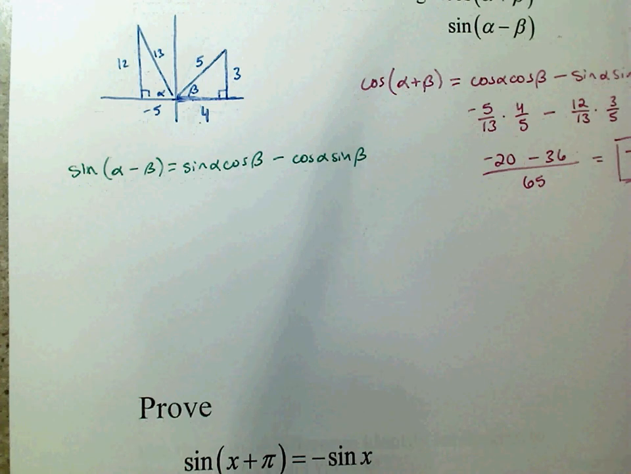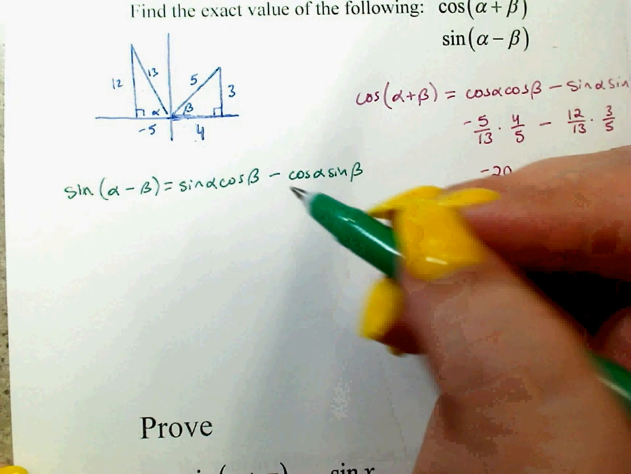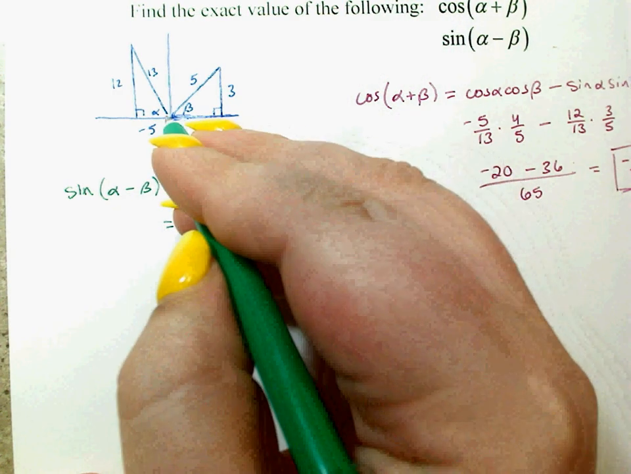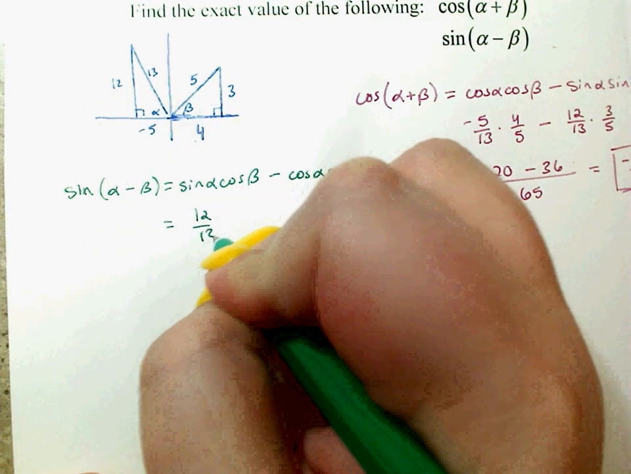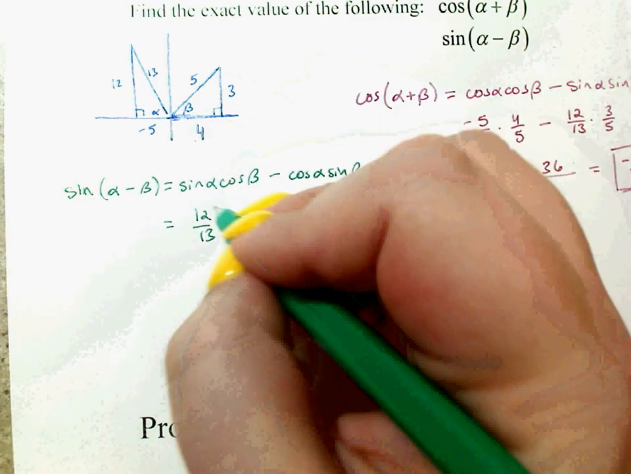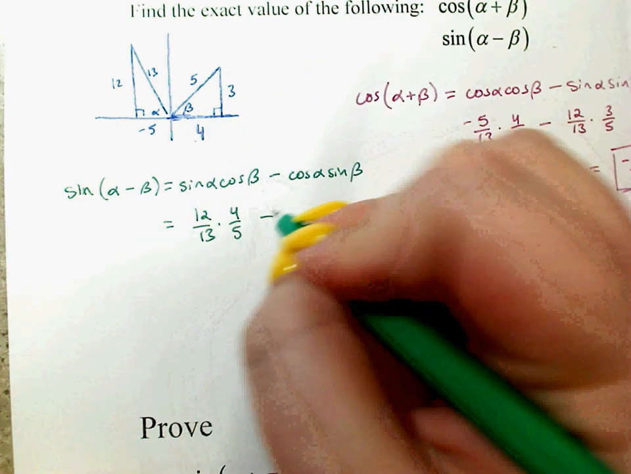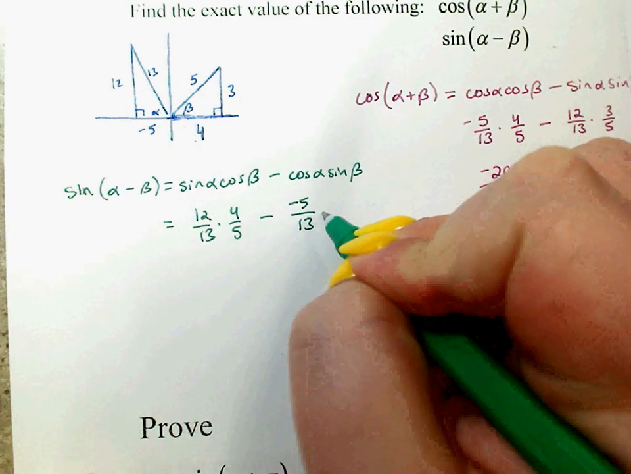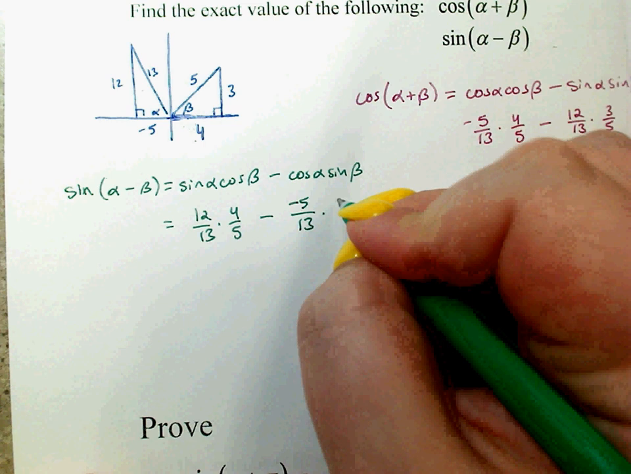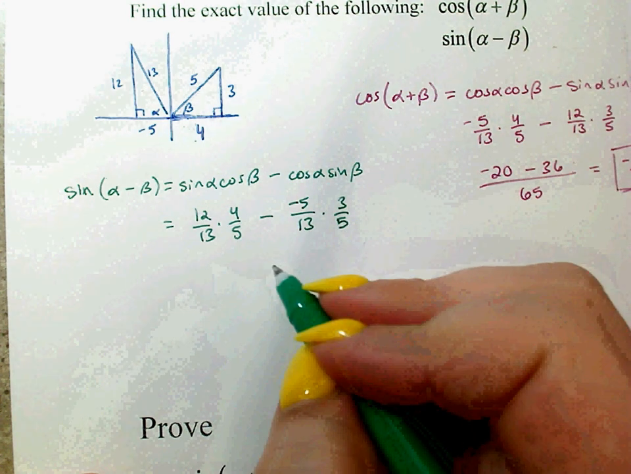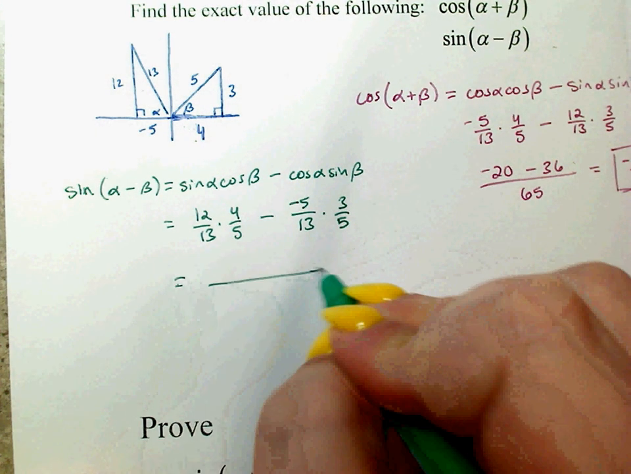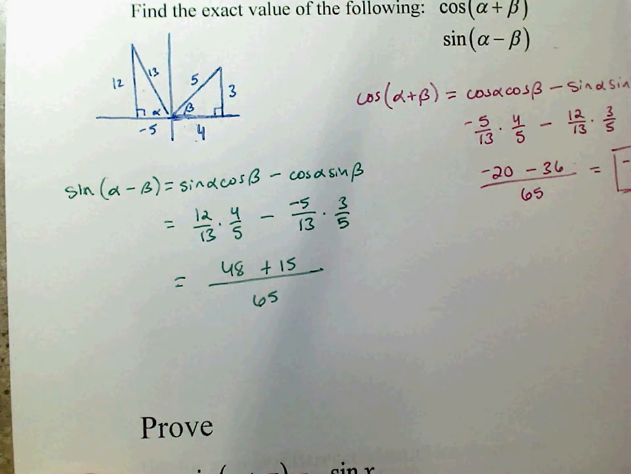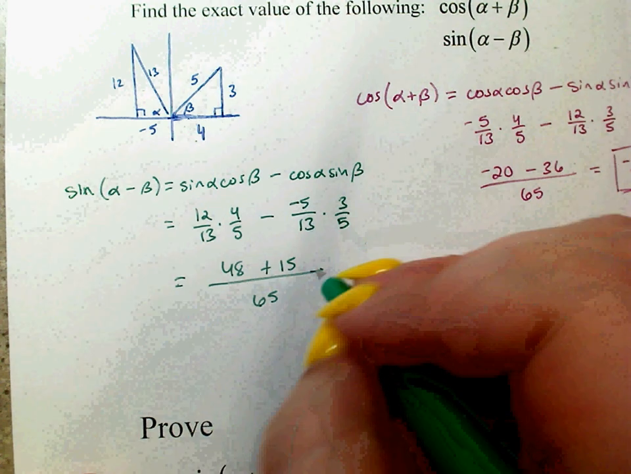So then I can fill them in. Sine of alpha is opposite over hypotenuse, 12 over 13. Cosine of beta is 4 over 5. Cosine of alpha is negative 5 over 13. And sine of beta is 3/5. So again, the common denominator is 65. So I've got 48 plus 15 over 65. So the answer is 63/65.